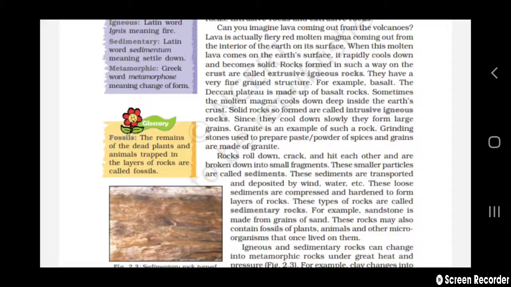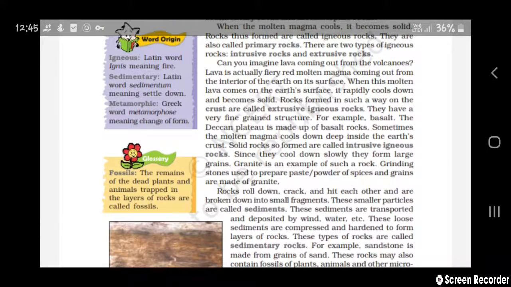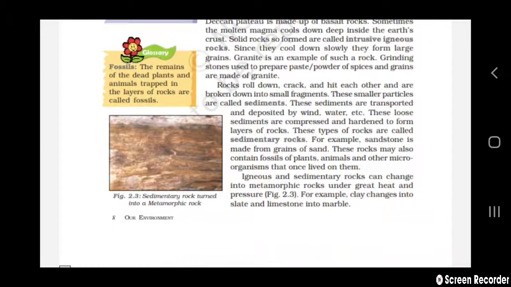Grinding stones used to prepare paste and powder of spices and grains are made up of granite.